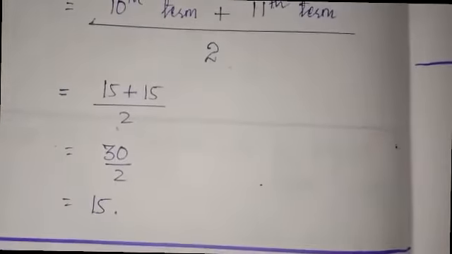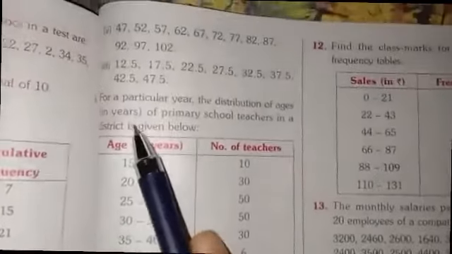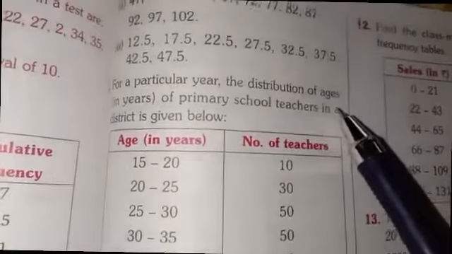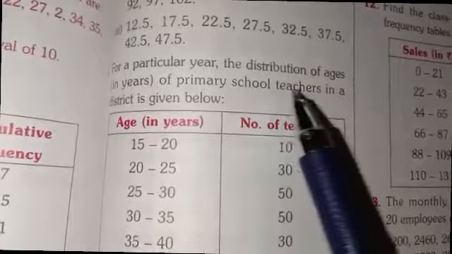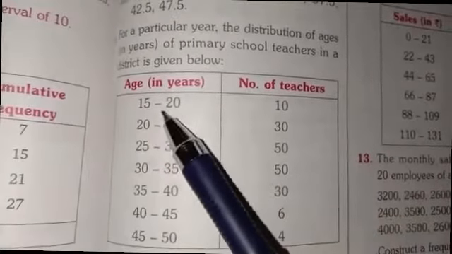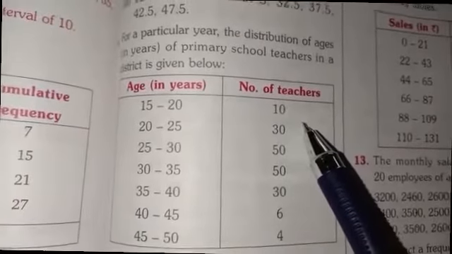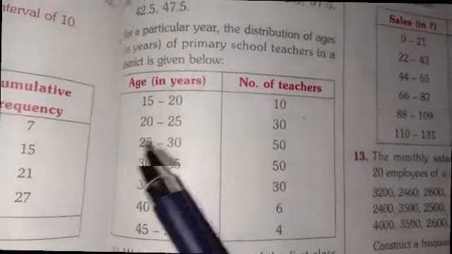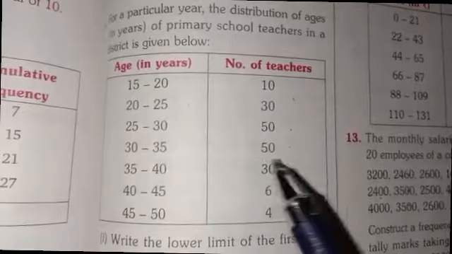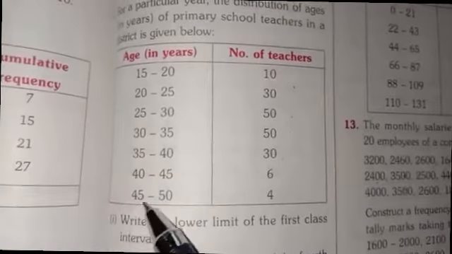So from this exercise, this much. Okay, now we will start exercise 14b. We'll start from question number 6. So here the question is, for a particular year, the distribution of ages of primary school teachers in a district is given below. So here the ages of primary teachers are given. 15 to 20 years, 10 teachers, 20 to 25, 30, 25 to 30, 50, 30 to 35, 50, 35 to 40, 30, 40 to 45, 6, 45 to 50, 4.